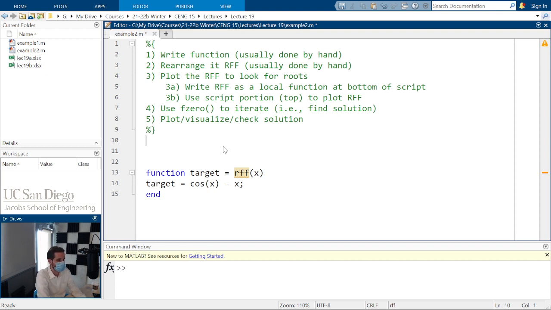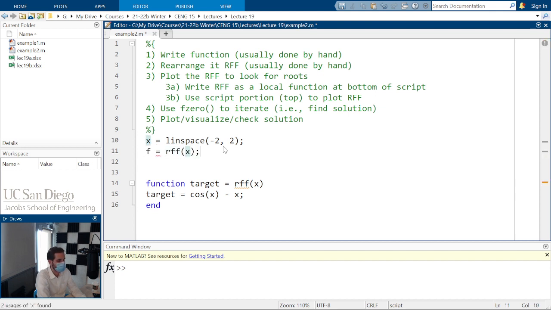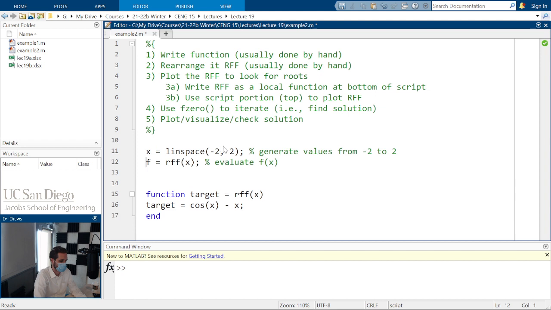Now we do 3b. We're going to plot the root finding function. So I'm just going to generate some values of x. We'll again go from -2 to 2 because that's where we went last time. We'll evaluate it. So I'll say RFF of x. So this is generating values from -2 to 2. And then we simply evaluate the function. Actually, we didn't even need to do that if we didn't want to, but sure. We'll plot x and f. I'm going to make it a black line.